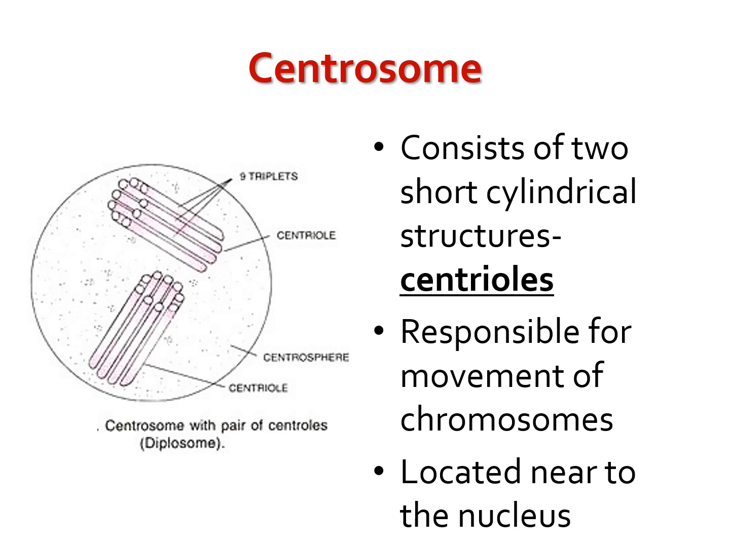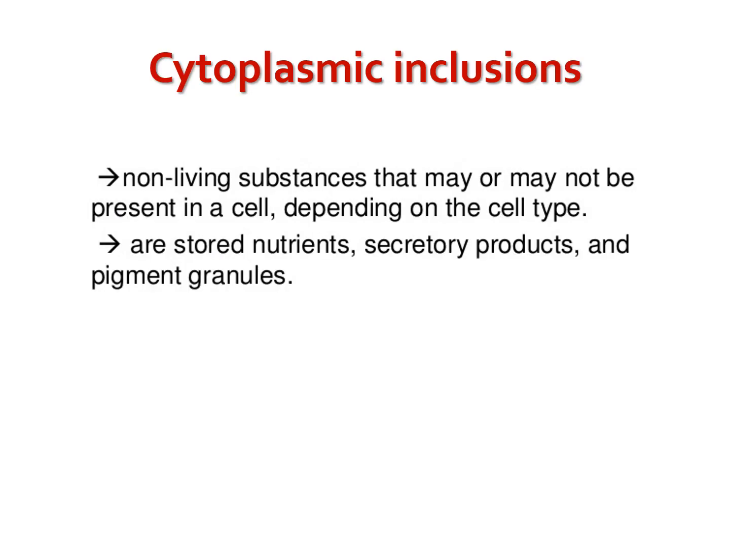So centrosomes, which is the last cell organelle, consist of two short cylindrical structures. Here we can see two short cylindrical structures which are called centrioles, and this centrosome is responsible for the movement of chromosomes, and is usually located near the nucleus. So that's all about the cell organelles: mitochondria, endoplasmic reticulum, then we have Golgi apparatus, then lysosomes, peroxisomes, centrosomes. All these are the cell organelles, and we know the functions of cell organelles.